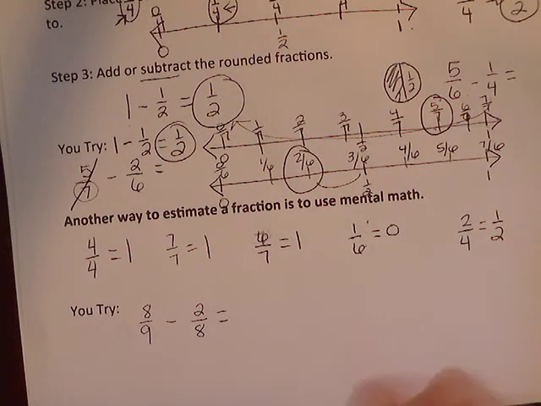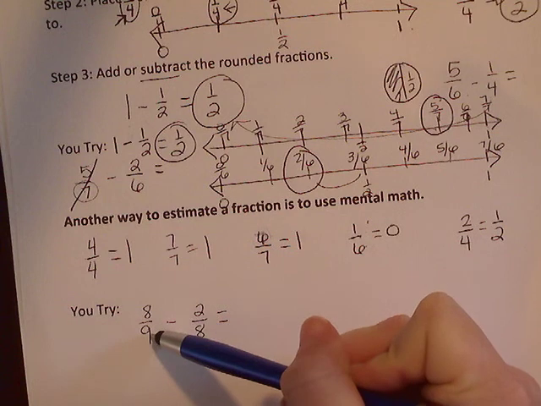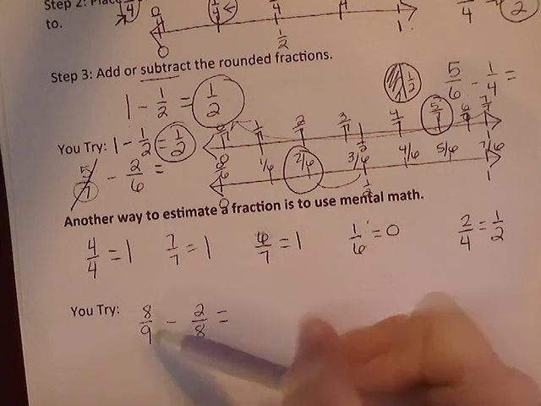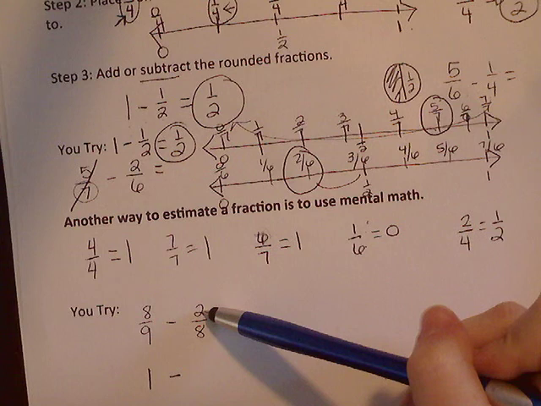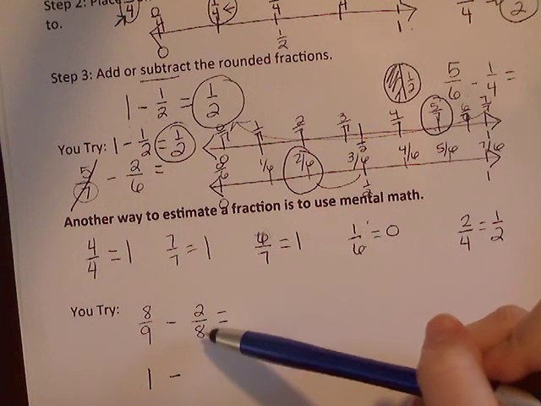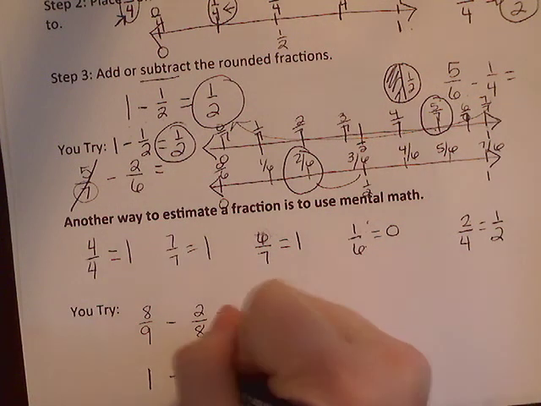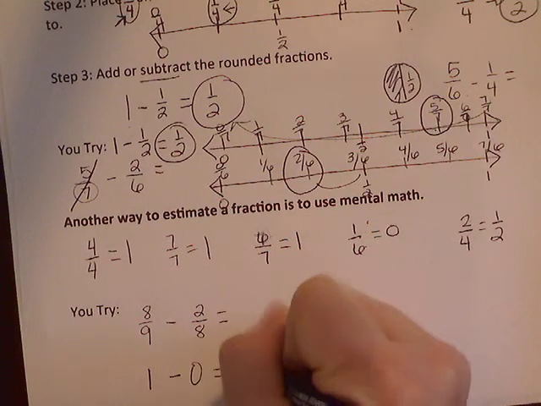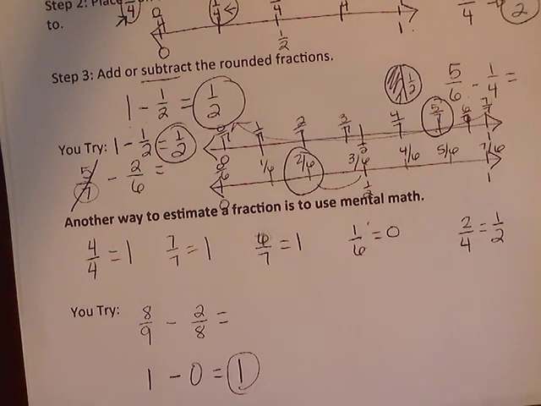Okay, so hopefully you paused the lesson. So if I go 8/9, I can tell, well, 8 is really close to 9, so that's really close to a whole. So 8/9 would be rounded to 1. And I have 2/8. Well, 2 is really far away from 8, and it's not even close to half of 8, so that would be about 0. So I'm going to estimate that 8/9 minus 2/8 equals 1.